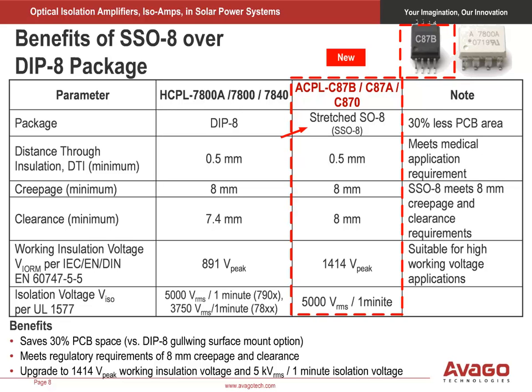The smaller SSO8 package gives a PCB area savings of around 30%, but it also features a higher working insulation voltage, 1,414 volts peak, compared to the DIP-8 rating of only 891 volts peak. In addition, isolation voltage per UL1577 is 5,000 volts RMS.